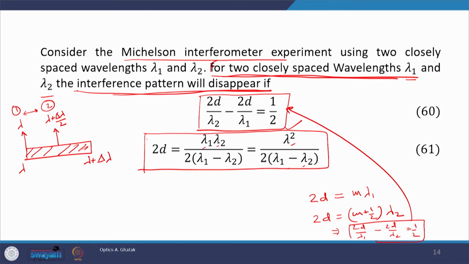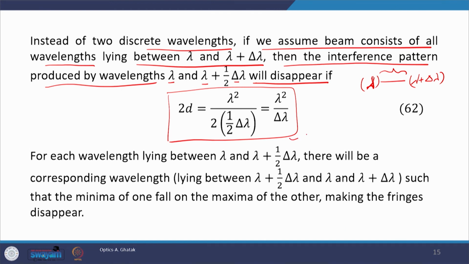When will they disappear? They will disappear when they satisfy equation number 61. Now let us replace lambda 1 by lambda and lambda 2 by lambda plus delta lambda by 2, and then get this expression. Therefore, the interference pattern produced by the wavelengths lambda and lambda plus delta lambda by 2 will disappear if they satisfy equation number 61. We substituted the expressions of lambda 1 and lambda 2 in equation 61 and we got this expression 62.